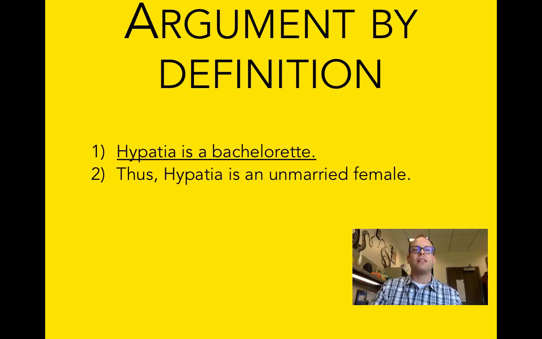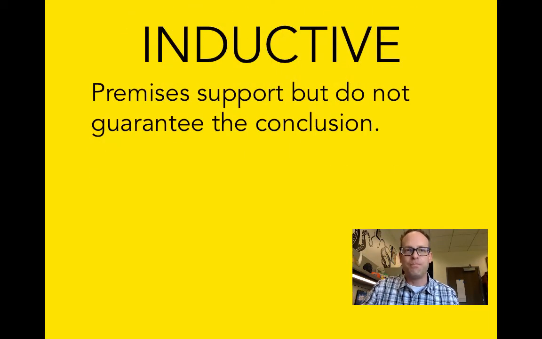The way to think about it is the word bachelorette just means unmarried female. That's what it means to be a bachelorette. I don't mean the movie or the TV show, right? So very often people will make deductive arguments that are true by virtue of the definitions of the terms. And in those cases, we call them a specific type of deductive argument. We call them argument by definition.